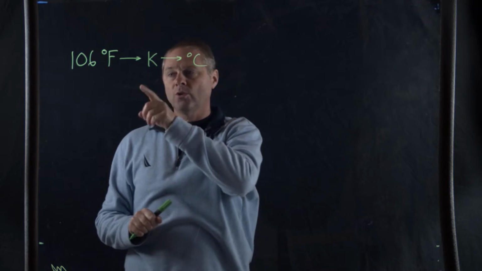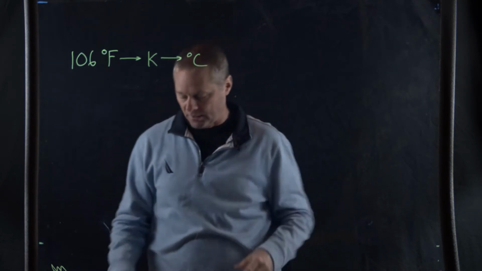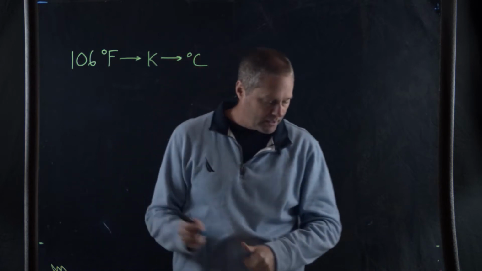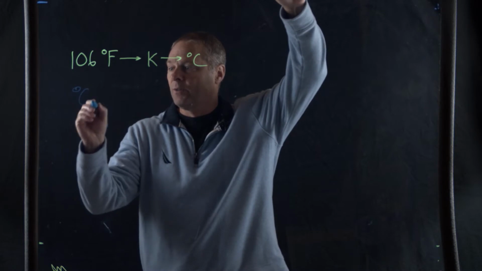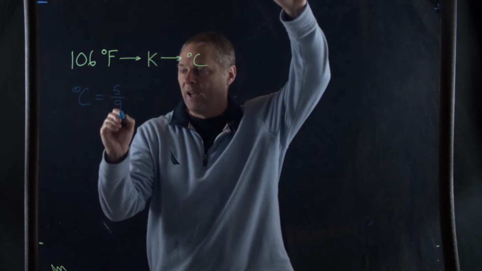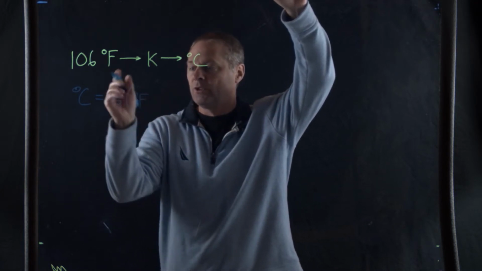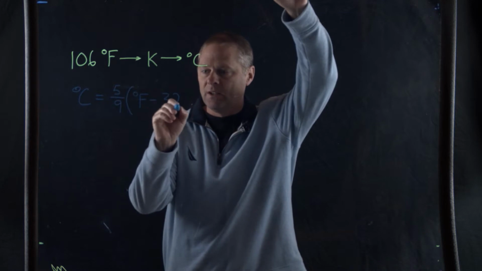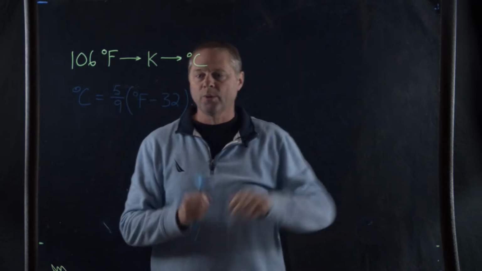I may not go directly from Fahrenheit to Kelvin. It's a little bit easier in this case to go from Fahrenheit to degrees Celsius. And so if we want to convert this to degrees Celsius, we're going to use the following conversion. Degrees Celsius is equal to 5/9 times the degrees Fahrenheit, which is given to us, minus 32. That is the conversion we're going to use.